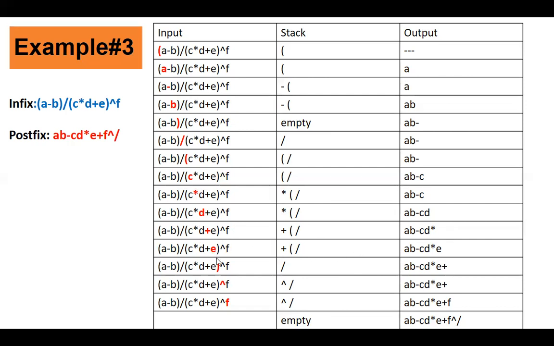Now the next symbol what you read is a closing bracket. Whenever you come across a closing bracket, pop out from the stack all the symbols till you come across an opening bracket, right? So what is the symbol? It is only plus. So pop it out, add it to the output. Opening and closing brackets are discarded, and what remains in the stack is the division symbol.